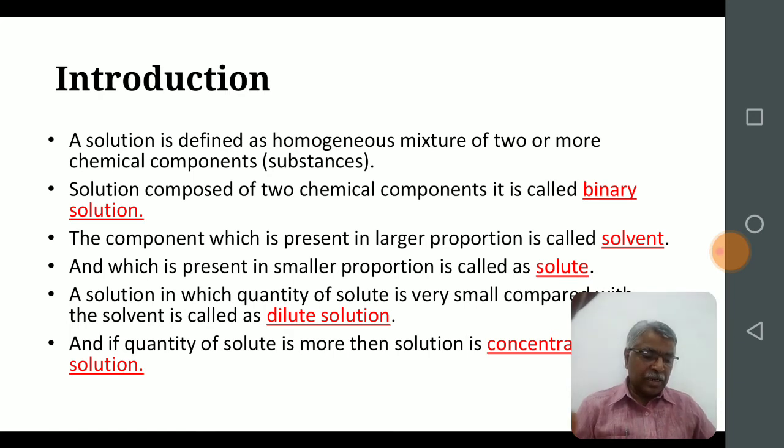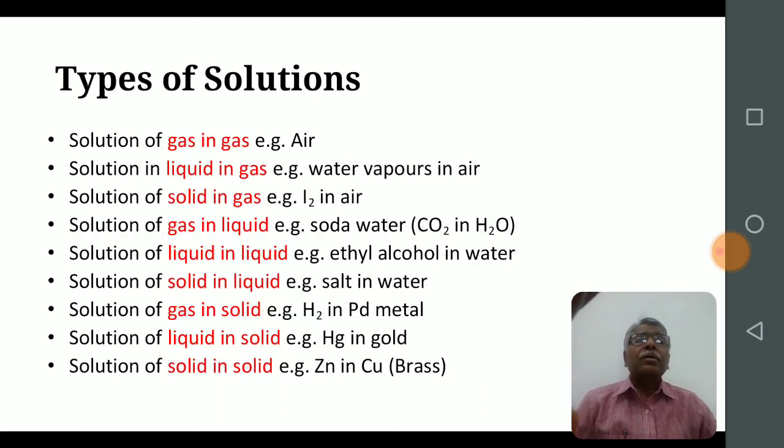Depending on the nature of solute and solvent, 9 types of solutions are possible, and they are as follows: solution of gas in gas, for example air; solution of liquid in gas, for example water vapors in air; solution of solid in gas, for example iodine in air; solution of gas in liquid, for example soda water; solution of liquid in liquid, for example ethyl alcohol in water; solution of solid in liquid, for example salt in water; solution of gas in solid, for example H2 in Pd metal; solution of liquid in solid, for example Hg in gold; solution of solid in solid, for example zinc in copper, brass.